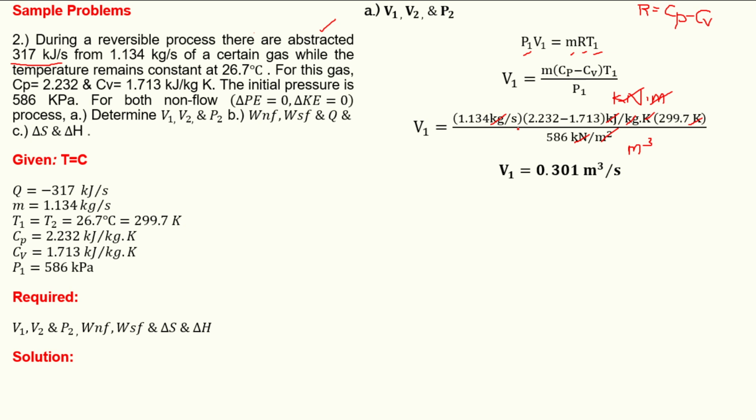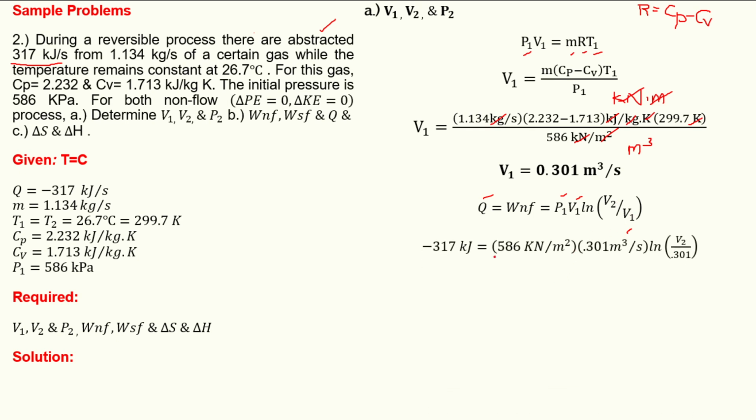Now, solving for the value of V2, gamitin natin yung formula ng heat since given naman yung ating heat, which is negative 317 kilojoules per second. So, heat natin is equal to work done flow is equal to P1 V1 ln V2 over V1. Meron tayong P1, meron tayong heat, given. Meron tayong V1, kakakuha lang natin. So, isang variable na lang ang hinahanap, kaya na siya ng shift solve natin. Okay? So, Q is negative 317 kilojoules. P1 is 586 kilonewton per meter squared. V1 is 0.301 cubic meter per second. And ln V2 over V1, V2 over 0.301.